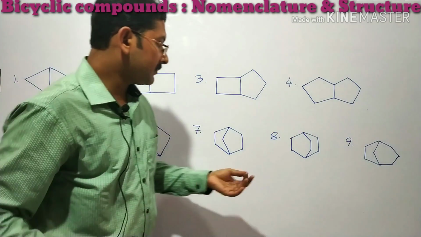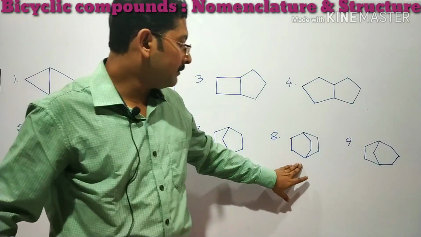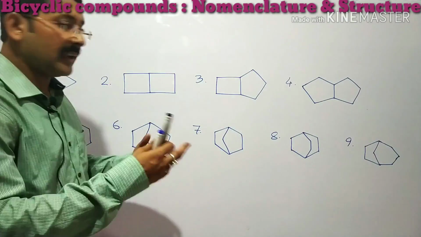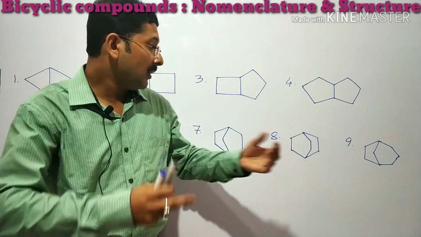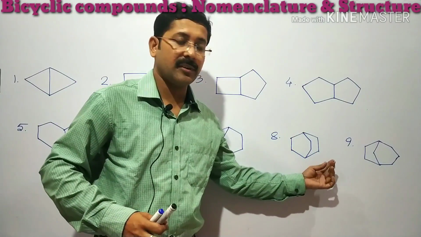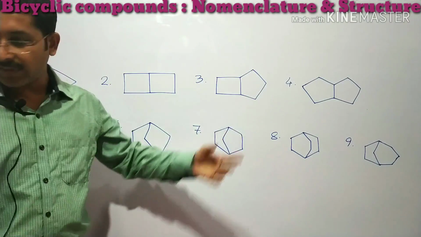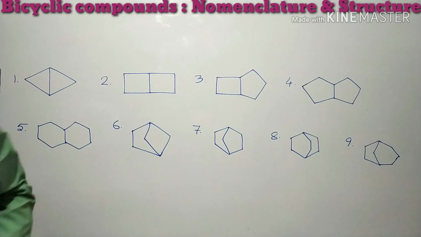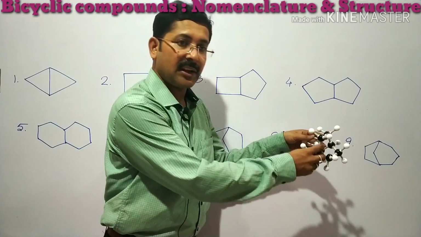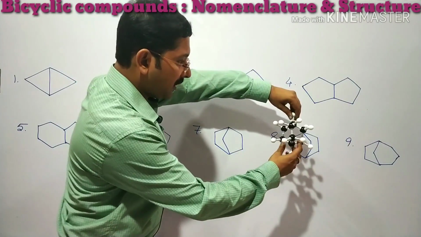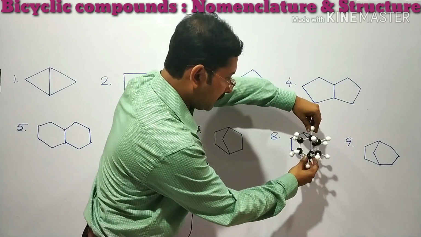Let us think about what these are. These are actually 3D structures. So we just visualize this structure in this way. This is actually a bicyclic compound. Look at here. This is a bicyclic compound.